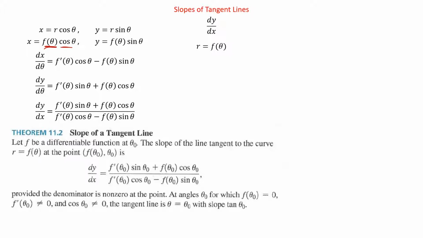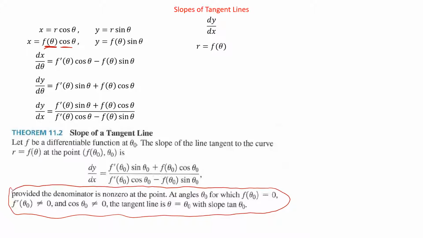This is the formal part of it. The bottom piece down here just talks about for when it's 0. So for angles where the r value is 0, it's at the origin. And if the derivative isn't 0, then the tangent line is just the slope of tangent of that angle. So that's just like the special case where it's going through the origin and this other formula doesn't work. It's tangent of whatever that angle is.